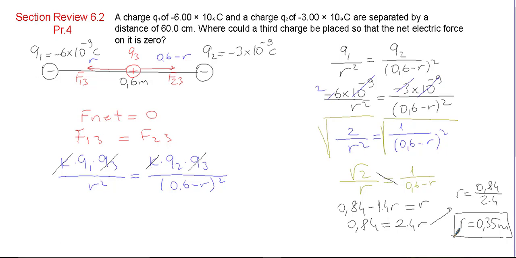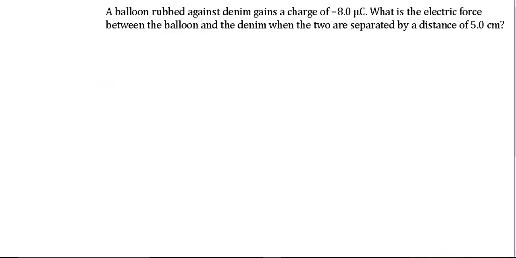0.35 meters or 35 centimeters from the first charge. This distance is 0.35 and the other part is 0.25 meters. Another question. That's all for today.